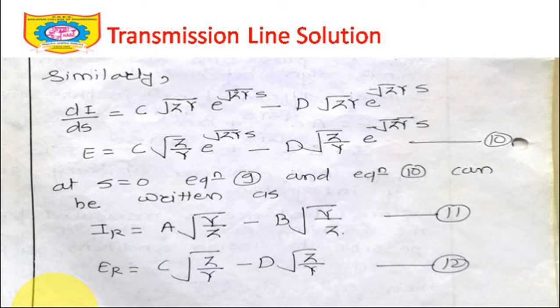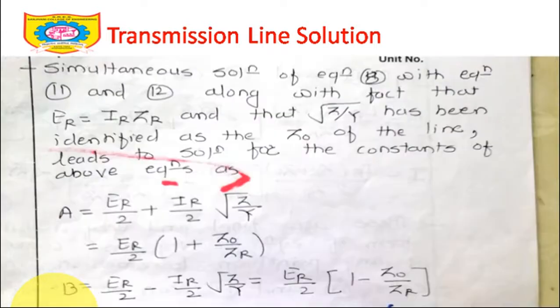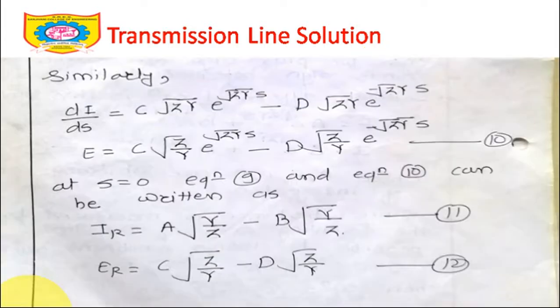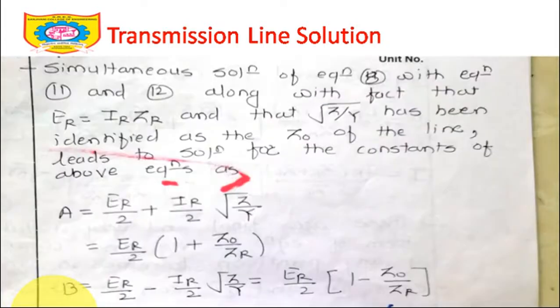If we solve the simultaneous equations of A and B, these are simple linear equations with the left hand side equal to right hand side. If IR equal to IR, and if we compare, we will get certain expressions. So the simultaneous solution of equation number 8, that is A plus B equal to ER and IR equal to C plus D, and the previous two expressions in terms of root of Z by Y and root of Y by Z, along with the fact that ER equal to ZR IR.